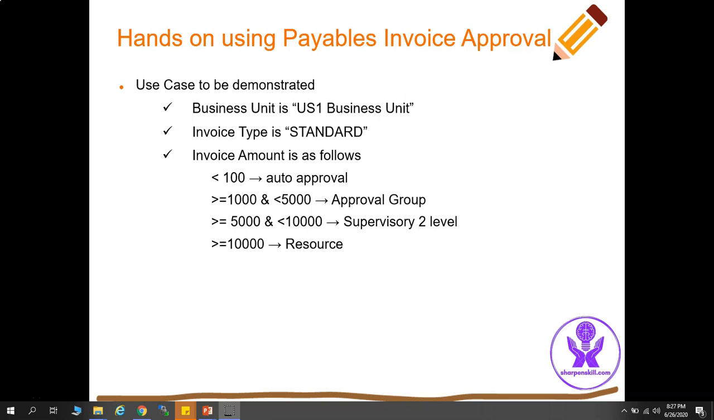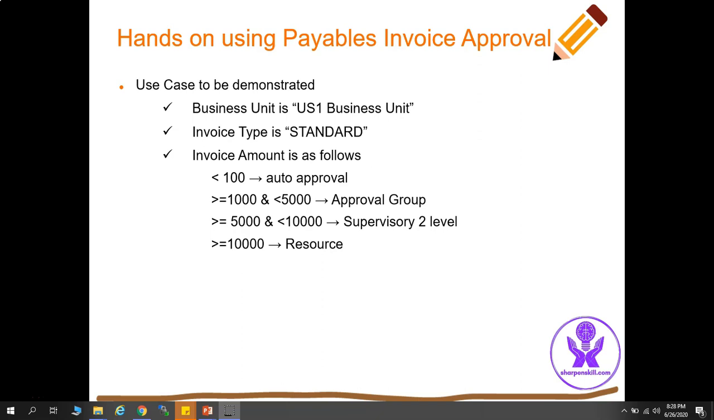The use case that I am going to demonstrate includes the business unit of the invoice being US1 business unit. Invoice type would be standard. If the invoice amount is less than 100, then the invoice will go for auto approval.